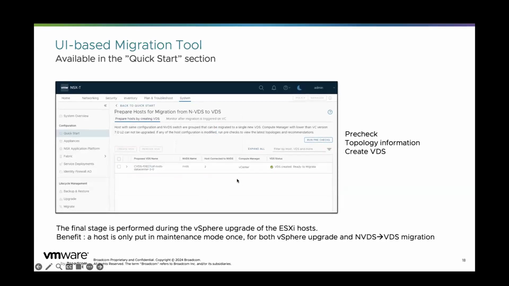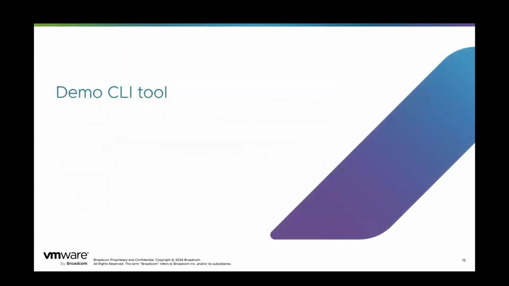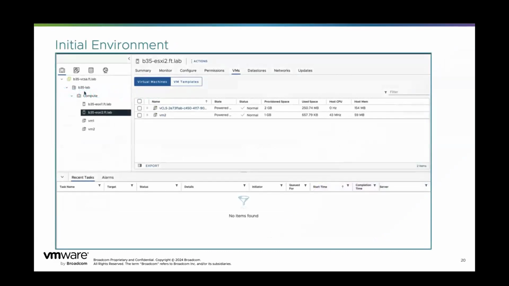And the final stage is performed when you do the vSphere upgrade. So there is no migrate button here. You will have to do a vSphere upgrade for this NVDS to VDS migration to happen. That's all I have. And now let's go quickly over the demo.